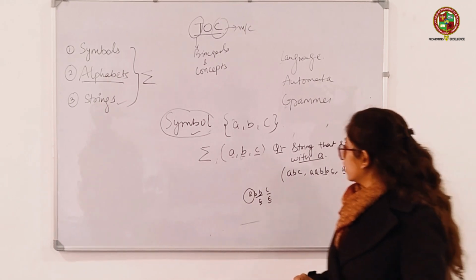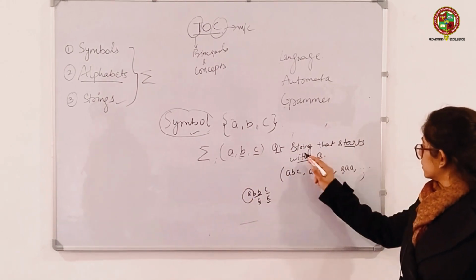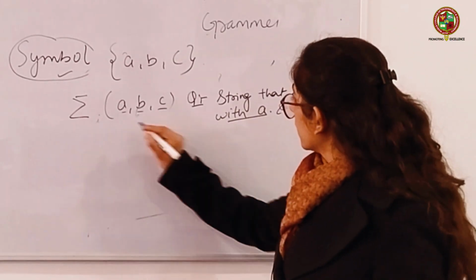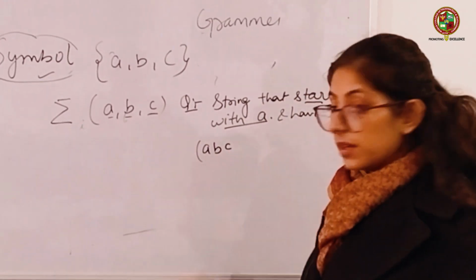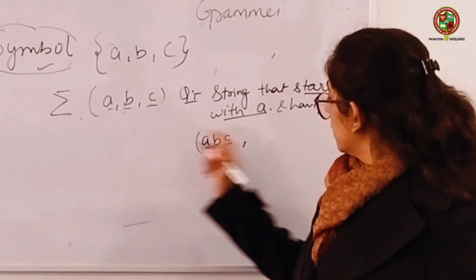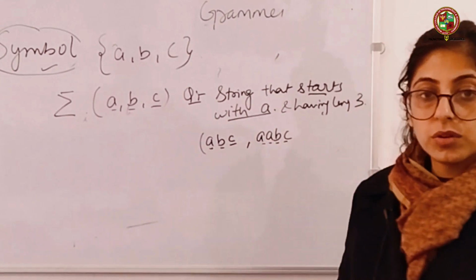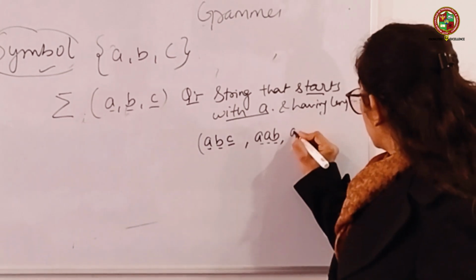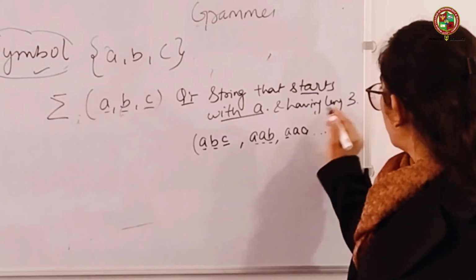But if I define a length over it, if I define strings that start with the symbol a and have length 3, then what are the different strings that we can form from this alphabet? a, b, c, it has length 3, and it starts with the symbol a. Next a, b, c, and then double a, b, then triple a, and it is also starting with the symbol a.